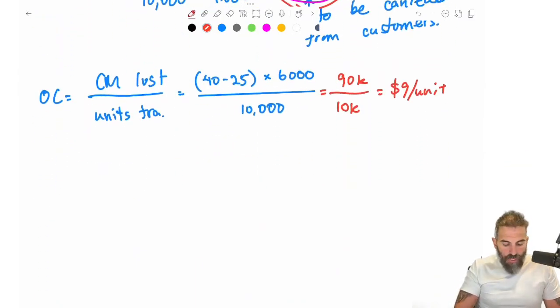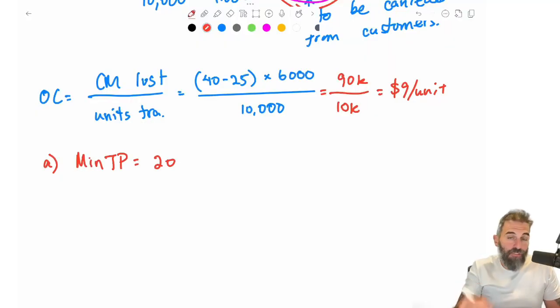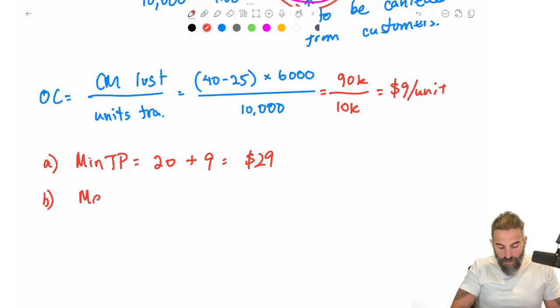And then from here, you just go with the formula. So your minimum transfer price is $29. That's your internal variable cost plus your opportunity cost. Your maximum transfer price is still that external supplier's price at 32.